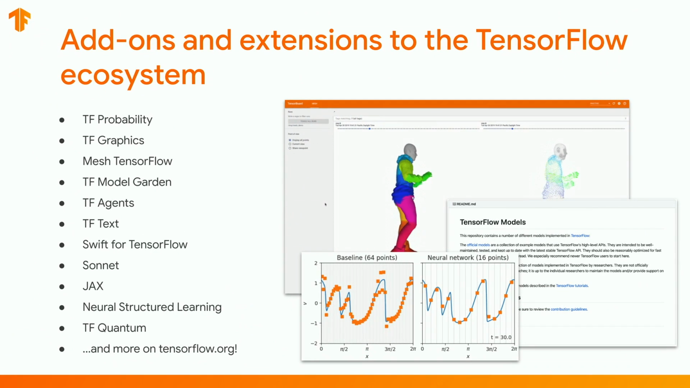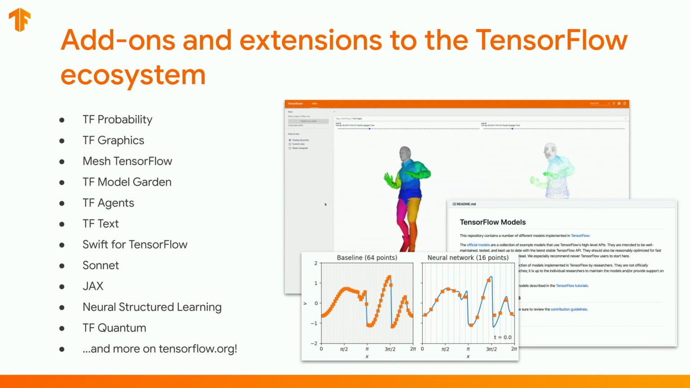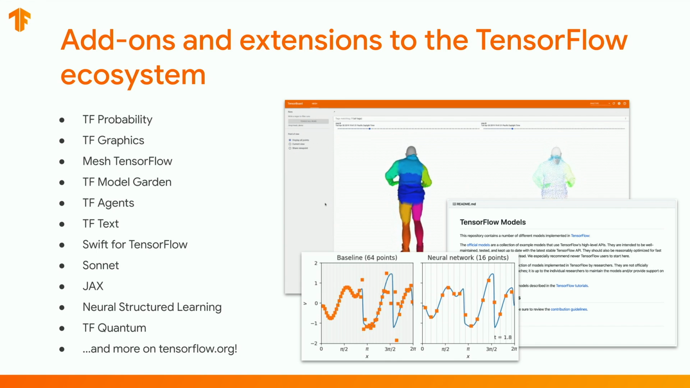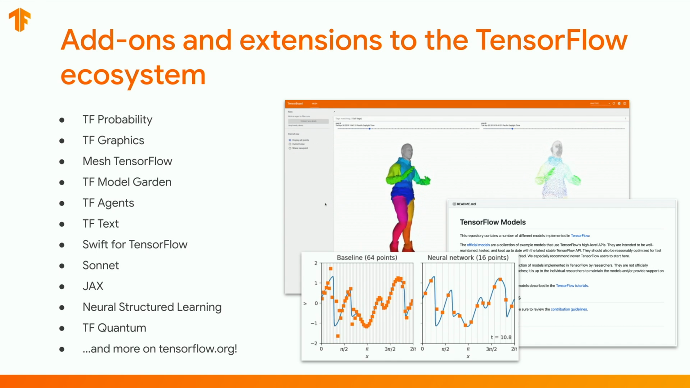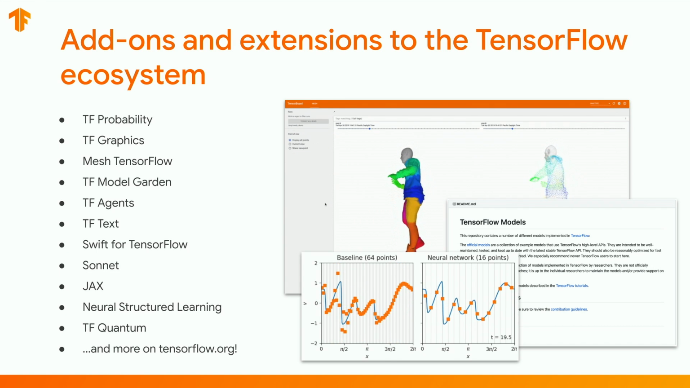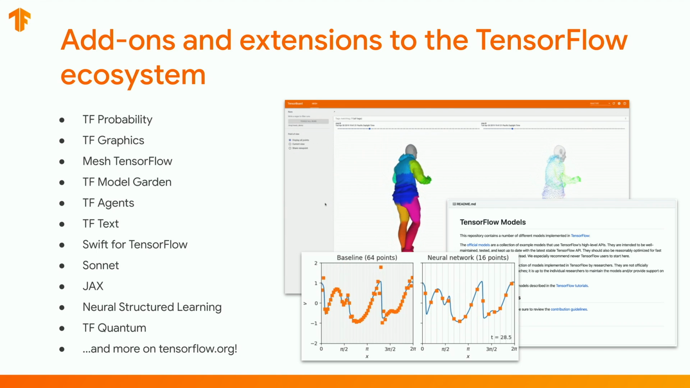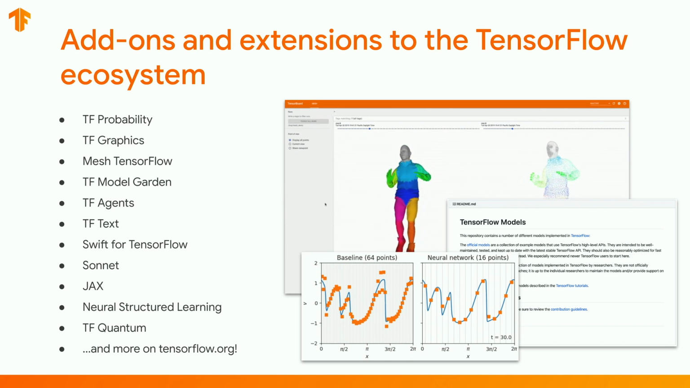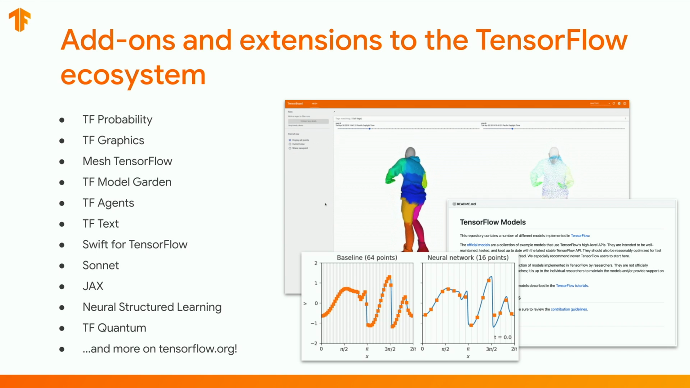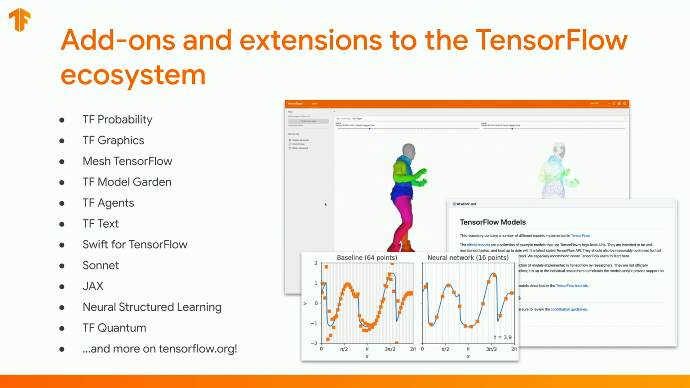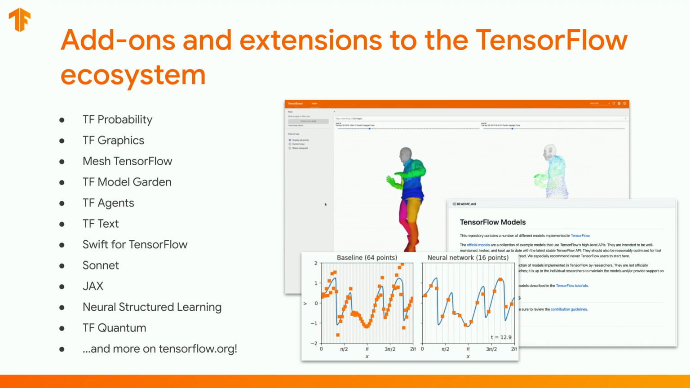Finally, I want to round out the TensorFlow ecosystem for research by highlighting some of the add-ons and extensions that researchers love. Libraries like TF Probability and TF Agents work with the latest version. And experimental libraries like JAX from Google Research are composable with TensorFlow, like using TensorFlow data pipelines to input data into JAX.